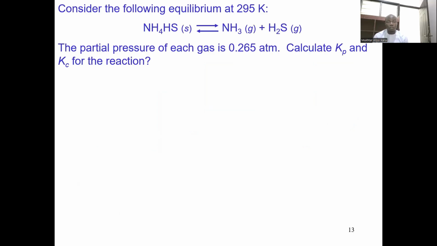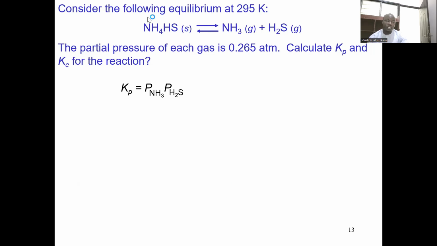So now, following the equilibrium at 293 Kelvin, we have ammonium sulfide breaking down to produce ammonia plus hydrogen sulfide gas. If you can see clearly, the ammonium sulfide is solid and that of ammonia and hydrogen sulfide are all gases. So how are we now going to express the partial pressure of each gas? The partial pressure of each gas is 0.265 atm, and we calculate Kp and Kc. So from this case, we are going to first start with calculating Kp.